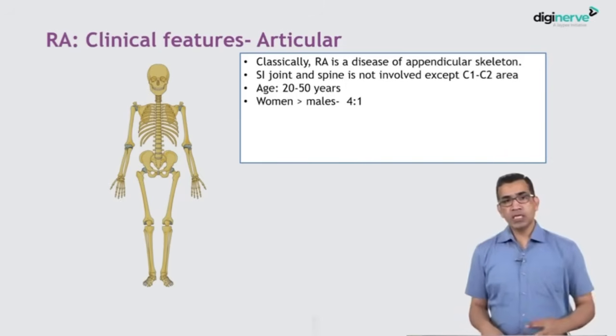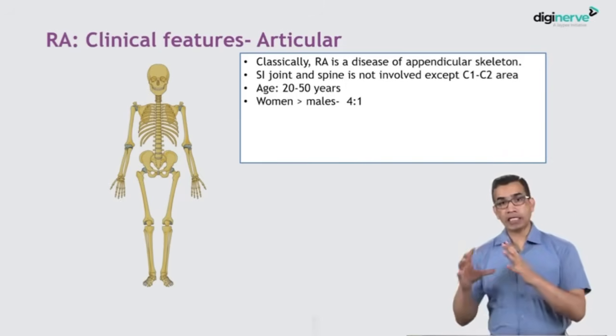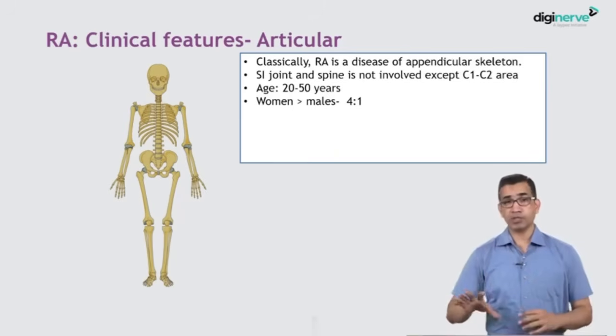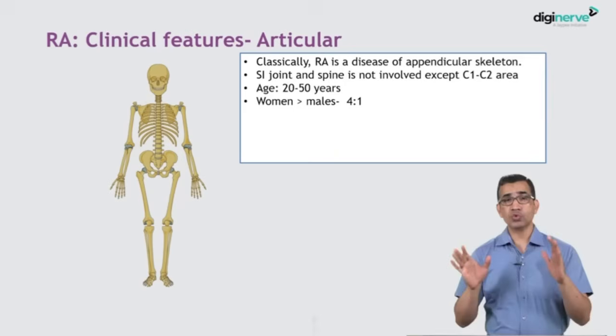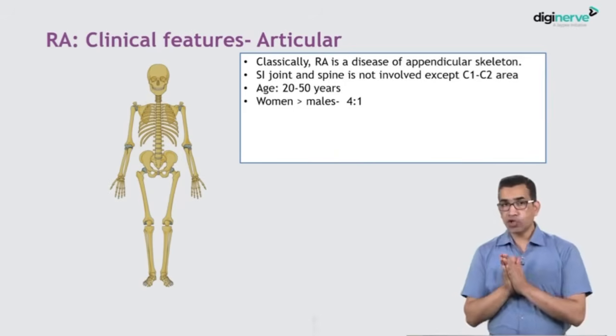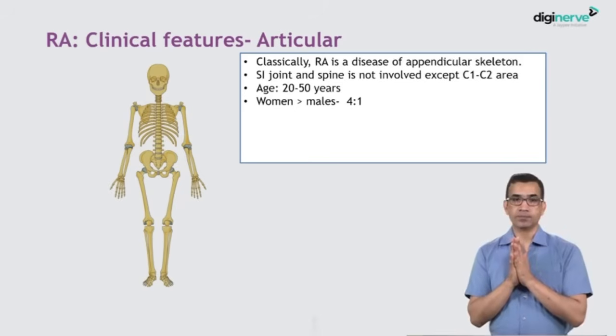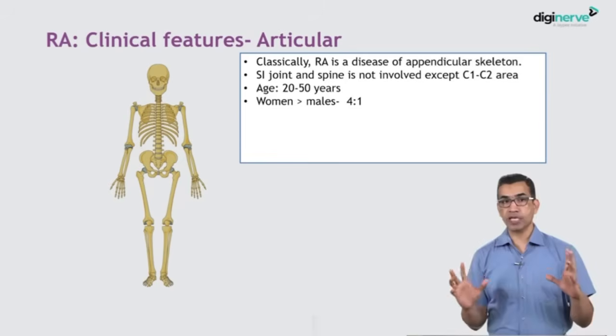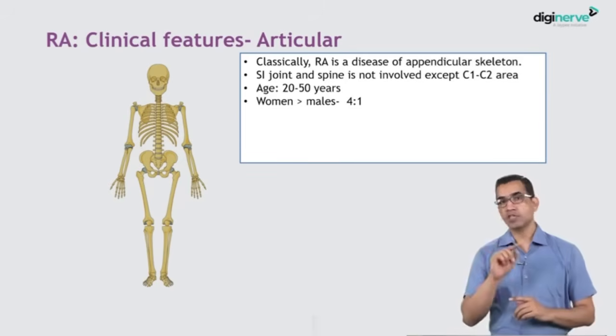We're moving on to the clinical features. Articular: what are the joint features? This is a very important topic. Again, I'm emphasizing, go through this topic in detail. Classically, it is a disease of the appendicular skeleton. It means it involves the peripheral joints, not the spine or sacroiliac, except the C1, C2 junction.